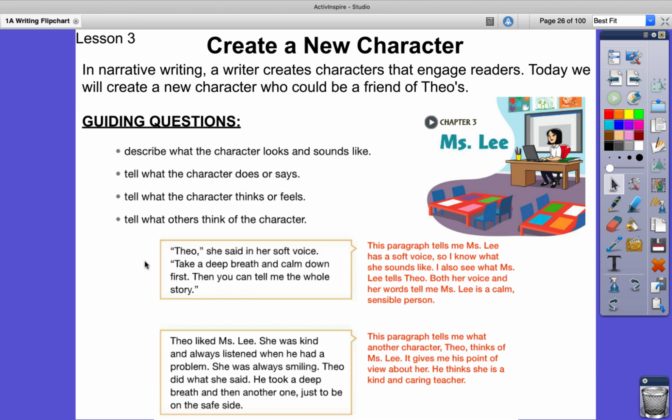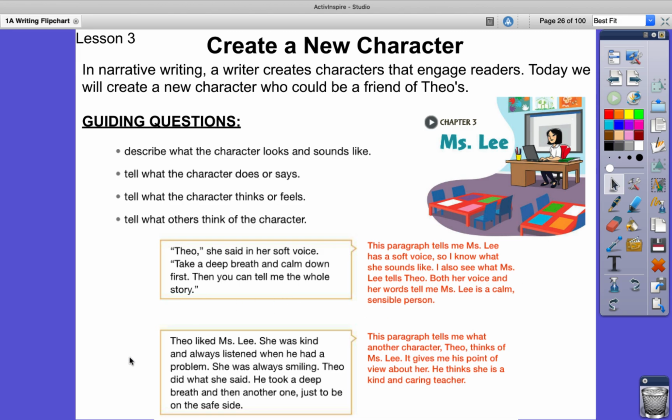"Theo," she said in her soft voice, "take a deep breath and calm down first. Then you can tell me the whole story." This paragraph tells me Miss Lee has a soft voice, so I know what she sounds like. I also see what Miss Lee tells Theo. Both her voice and her words tell me Miss Lee is a calm, sensible person.